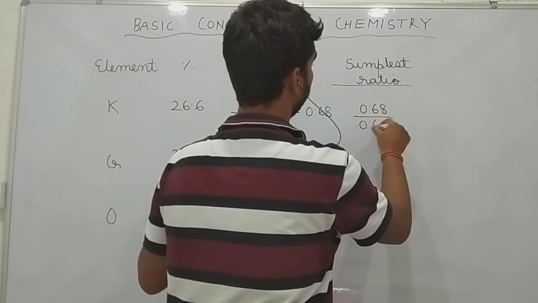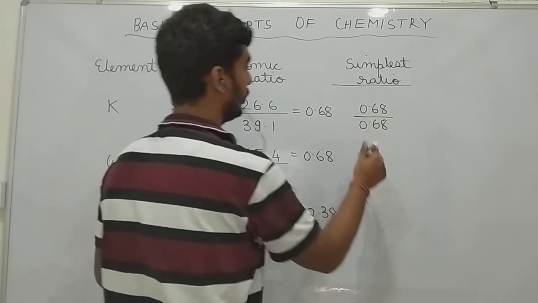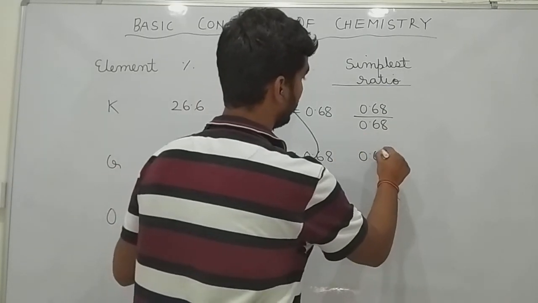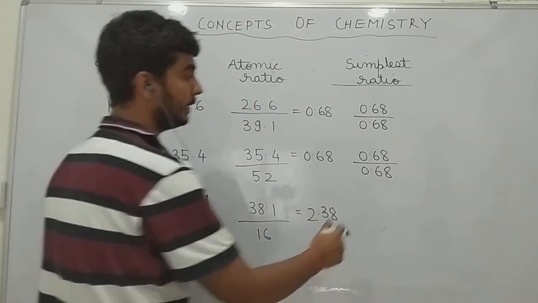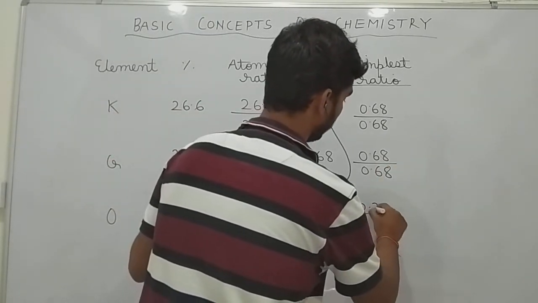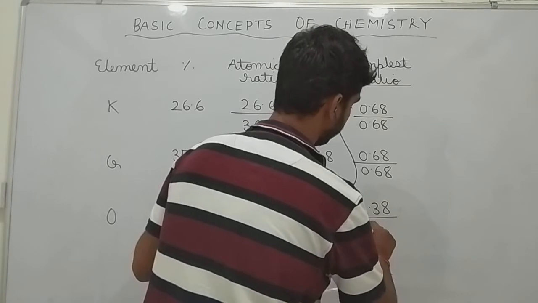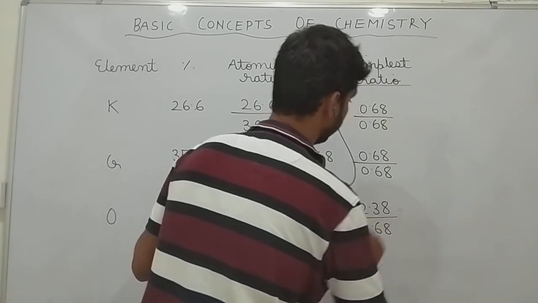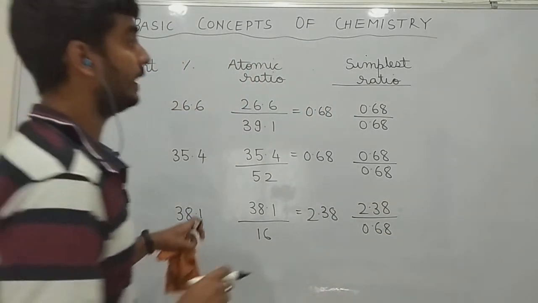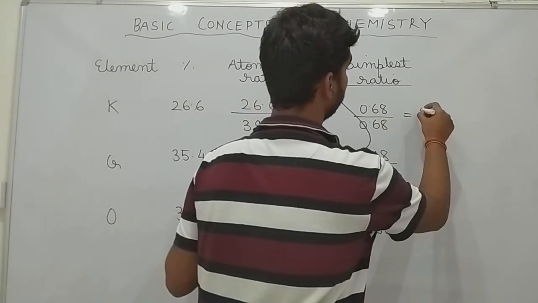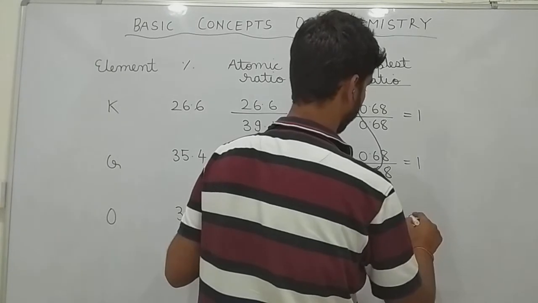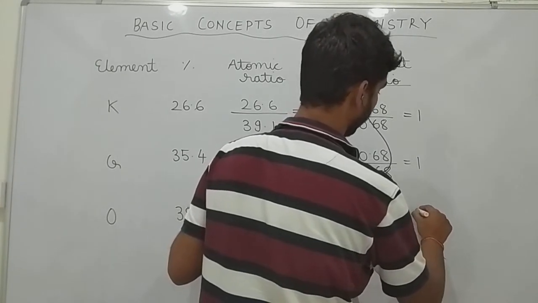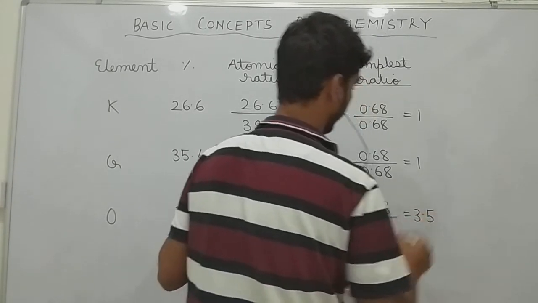So the first one, 0.68 divided by 0.68. The second one is also 0.68, so we will divide it by 0.68. The third atomic ratio is 2.38, so we will divide it by the smallest atomic ratio, that is 0.68. On dividing this, we get the simplest ratios as 1, 1 and approximately 3.5.